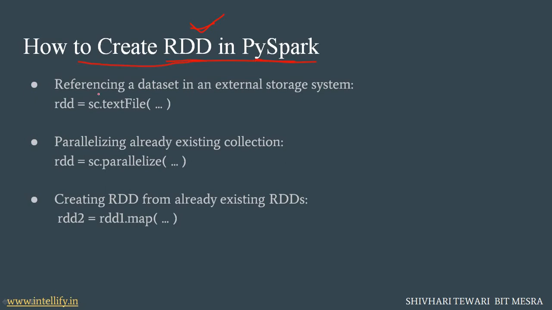So first we have to reference a data set from an external storage. To call the dataset from external storage, we use the command rdd = sc.textFile. It is like, if we are using R programming or Python, read.csv. And in brackets we will use file.choose.